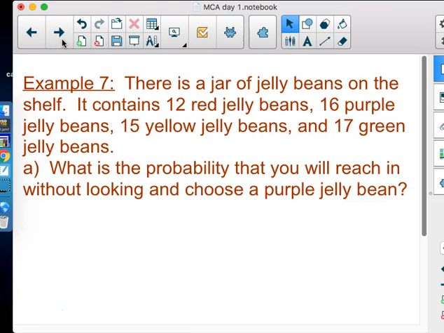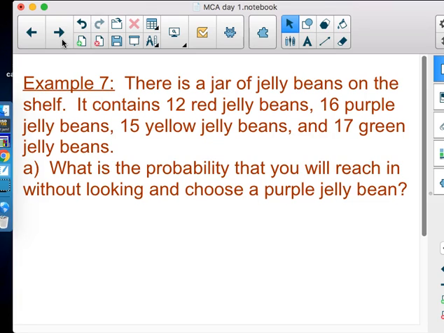All right, example 7. Jelly beans. Everybody, it's jelly beans and socks. You hear about those a lot on the MCAs and the ACTs. There's a jar of jelly beans on the shelf. Contains 12 red jelly beans, 16 purple jelly beans, 15 yellow jelly beans, and 17 green jelly beans. What is the probability that you will reach in without looking and choose a purple jelly bean?